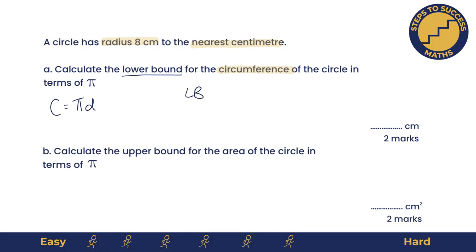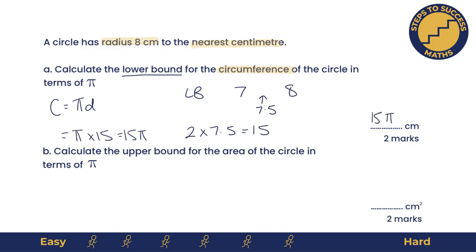So what's the lower bound of 8? Round it to the nearest centimetre. So the nearest centimetre we could have had 7 or 8, and we want the middle of the interval, so 7.5. And then we want the diameter, which is twice the radius, so 7.5 times 2. So pi times the diameter is just 15 pi, because we can give our answer in terms of pi.